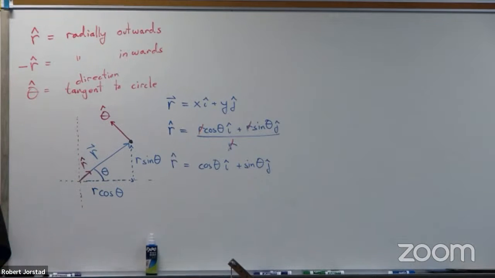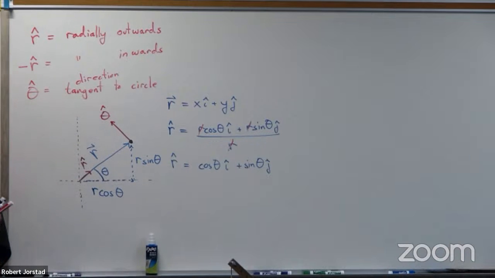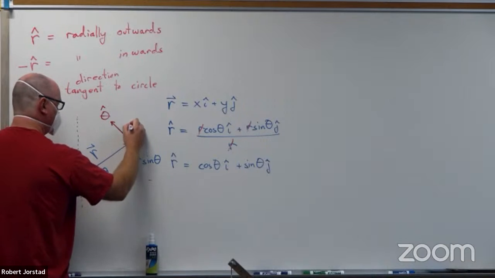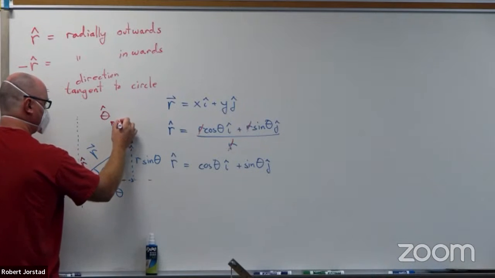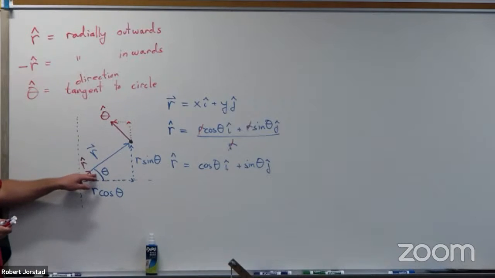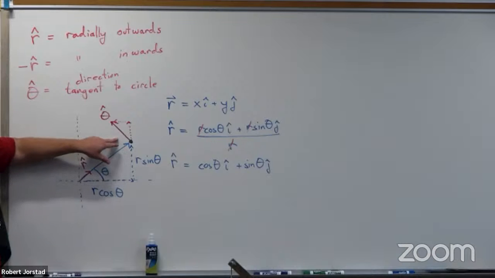Right? It would be tangent to the circle. And now check this out. Notice theta hat is going to the left and up when we are in the first quadrant. Now we could spend some time doing geometry on this. If this is theta, this is 90 minus theta. Well, if this is 90 minus theta and this is 90, that makes this theta.